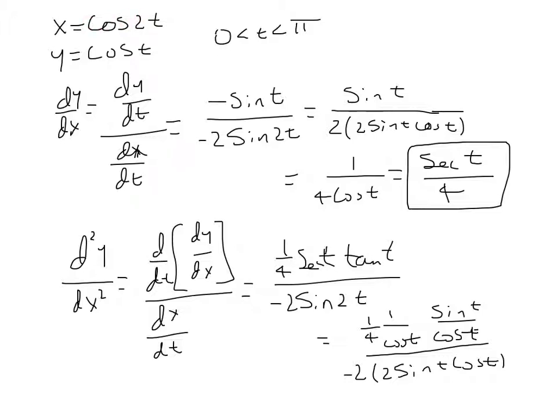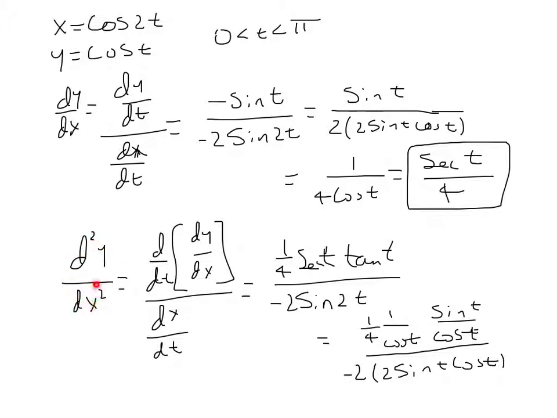The derivative of cosine 2t is going to be minus 2 sine 2t. We can convert sine 2t into 2 sine t cosine t. We have two negatives, so they cancel, and the sines cancel out, so we're just going to wind up with 1 over 4 cosine t, which we can express as secant t over 4.